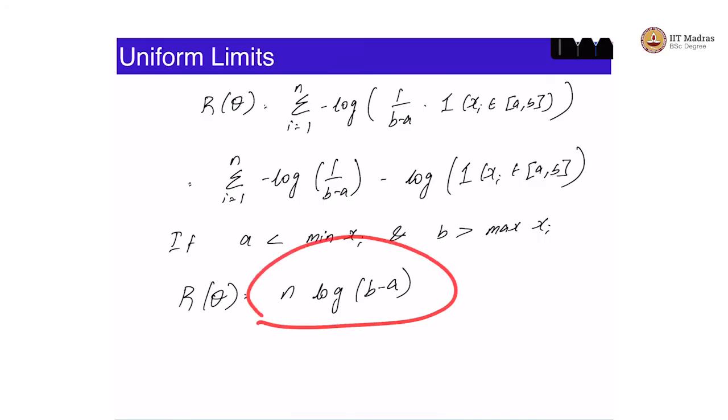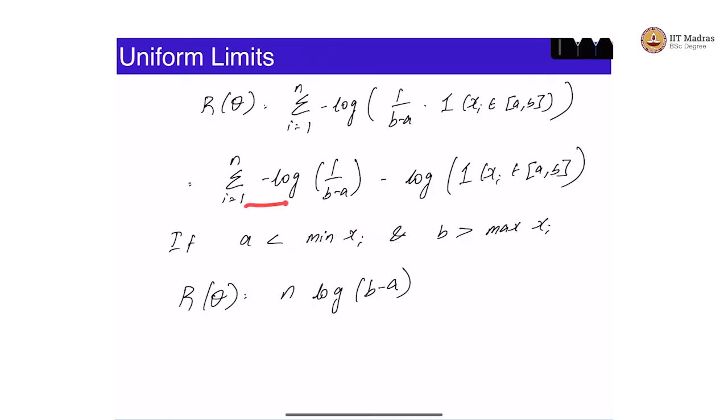So you want to minimize this. You have n times minus log of 1 by b minus a, which is simply n times log of b minus a. You want to choose a and b which minimize this, so you want to minimize b minus a. The only way you can do that is by setting a equal to min over xi and b equal to max over xi.